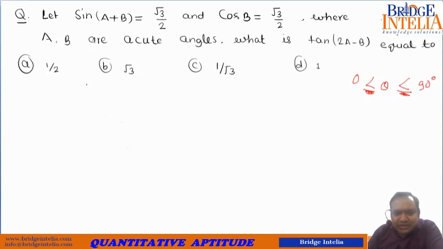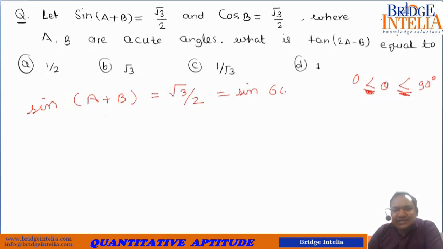This is actually a trick question. Sine of a plus b is equal to root 3 by 2. So root 3 by 2 is equal to sine of 60 degrees.